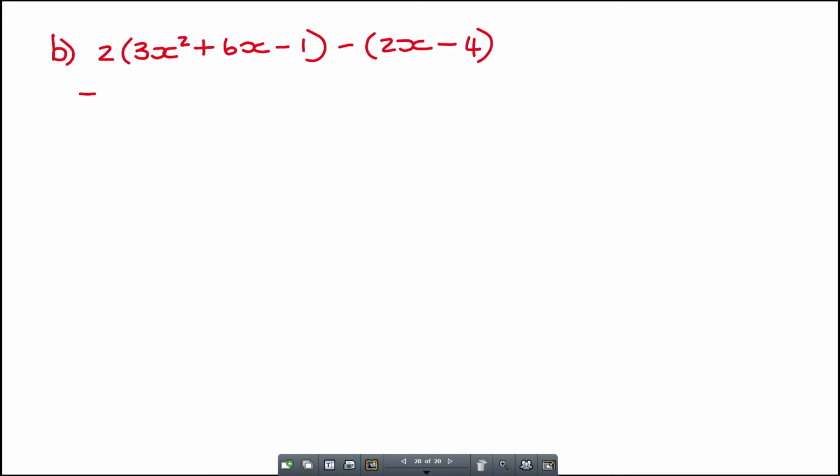Right, so let's multiply in. So 6x squared. Plus 12x minus 2.